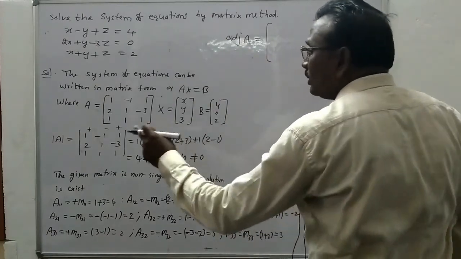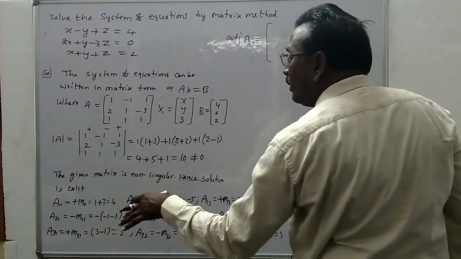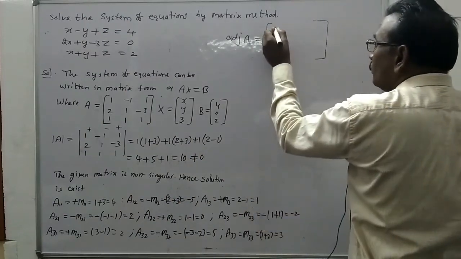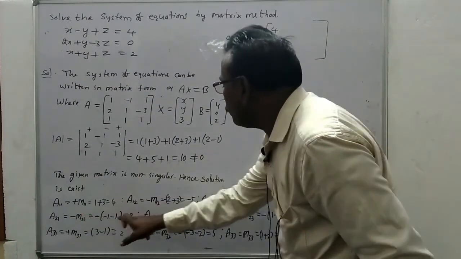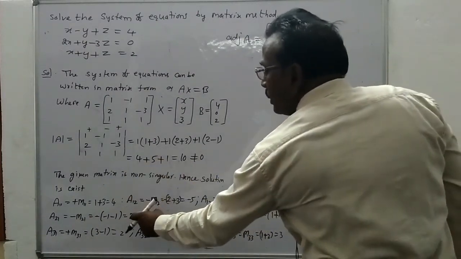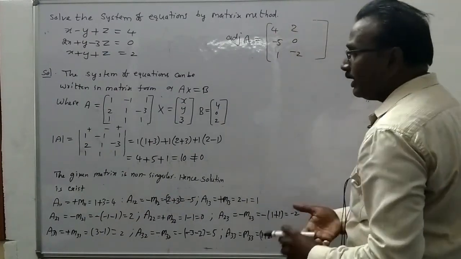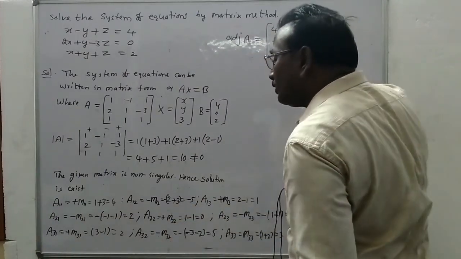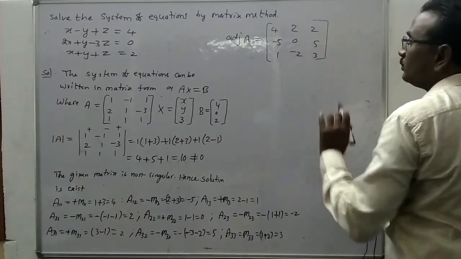So right here, A11, A12, A13 are the first row cofactors. Write them in the first column, that is 4, minus 5, 1. Next, A21, A22, A23 are the second row cofactors. Write them in the second column, that is 2, 0, minus 2. Next, A31, A32, A33 are the third row cofactors. Write them in the third column: 2, 5, 3. So this is adjoint A.